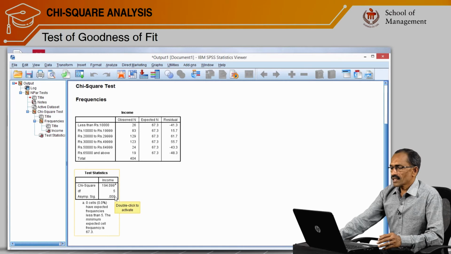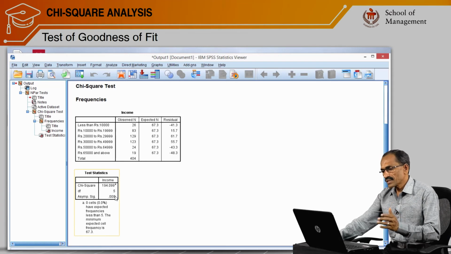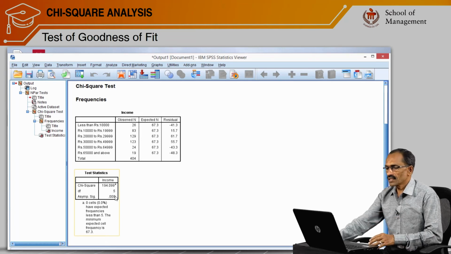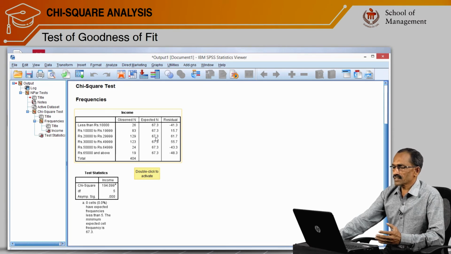And what does this mean? Whether we are able to retain the null hypothesis, or we are able to reject the null hypothesis with empirical proof. Let's recall what the null hypothesis is. The null hypothesis is that the data are consistent with a specified distribution. That is, the observed frequency is equal to the theoretical frequency. And is it true? From this table itself we can compare. We hypothesized 67, but it's only 26 in the first category. In the second one, we hypothesized 67 and actually it's 83. In the third category, we assumed 67, but actually it's 129, and so forth.